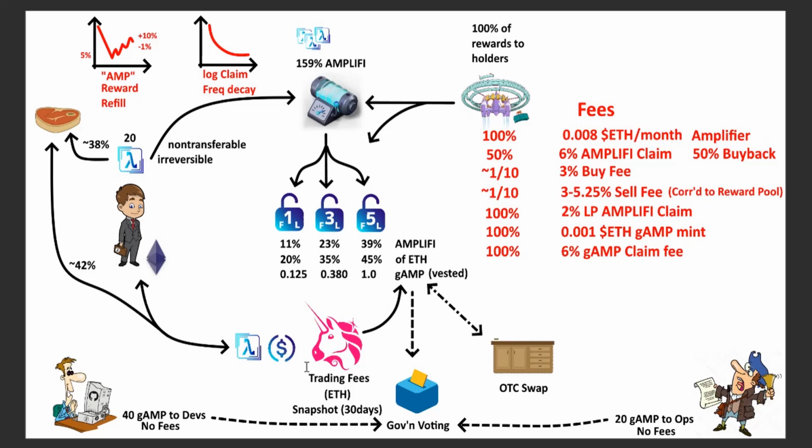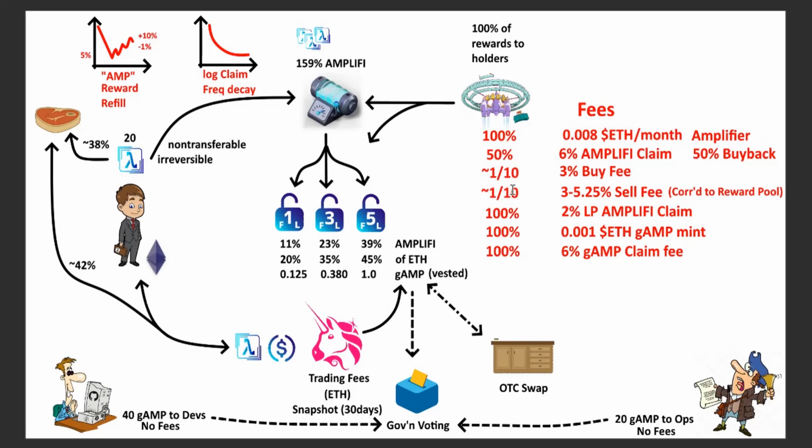Now, down here, there's trading fees, again in ETH. So they're going to take more ETH every time you trade. Whenever you buy, 3% in ETH will be taken from you. So you pay a tax of 3% whenever you buy AMPLIFI tokens. And 1/10 of that is given to the validators. The other 9/10 are used for various things like developing this OTC swap, given to the GAMP token holders, and so forth. You can read the docs to find out where all these different things go, okay?